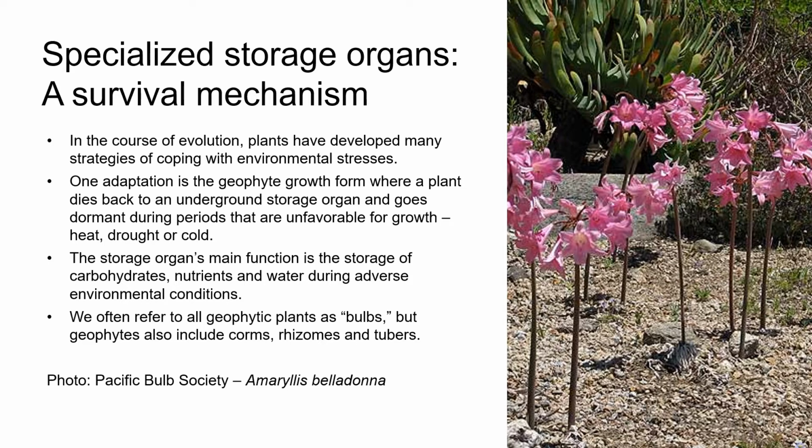We often refer to all geophytic plants as bulbs, but this isn't technically correct. In addition to true bulbs, geophytes also includes corms, rhizomes, and tubers. We're going to go through descriptions of these storage organs now, so you know what the differences are between them. And I'll also give you some common plant examples of each of them so that you can put them into context. Before that though, let's take a quick look at where geophytes grow naturally.